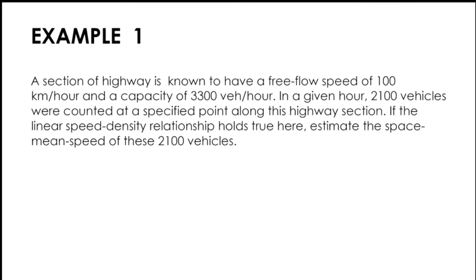A section of a highway is known to have a free flow speed of 100 km per hour and a capacity of 3,300 vehicles per hour. In a given hour, 2,100 vehicles are counted at a specific point along this highway section. If the linear speed density relationship holds true here, estimate the space mean speed of these 2,100 vehicles. So when we say if the linear speed density relationship holds true, what does this mean? This actually means we're going to go with the Greenshields model.